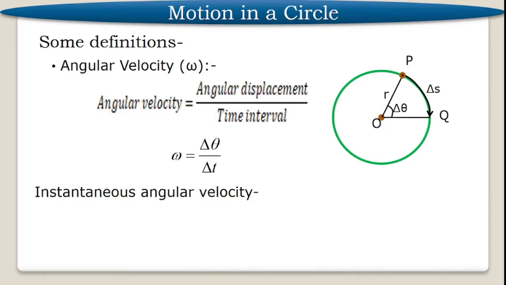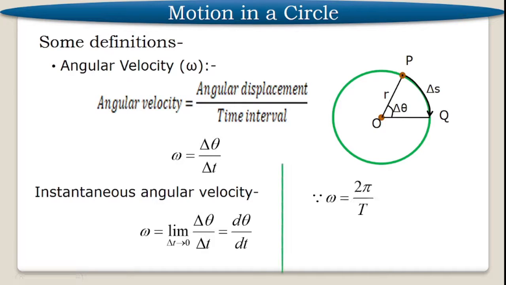Hence, by taking the limit, we can find the instantaneous angular velocity like this. Instantaneous angular velocity omega will be found by taking the limit as del t tends to 0 of del theta by del t, and according to the definition of derivatives this will be equal to d theta by dt. Hence omega is equal to d theta by dt represents the instantaneous angular velocity.